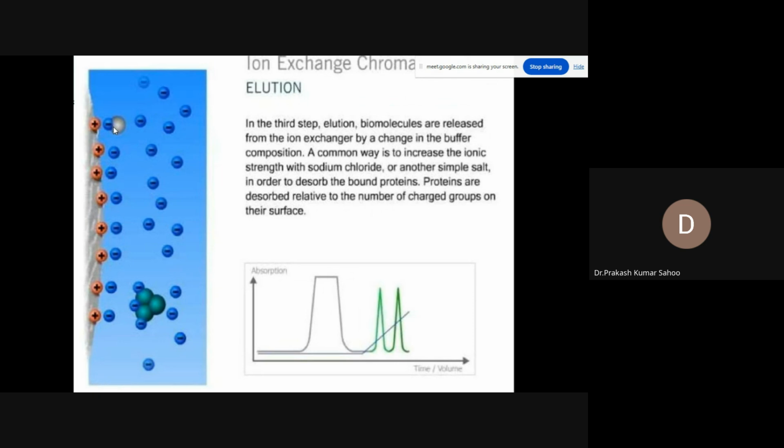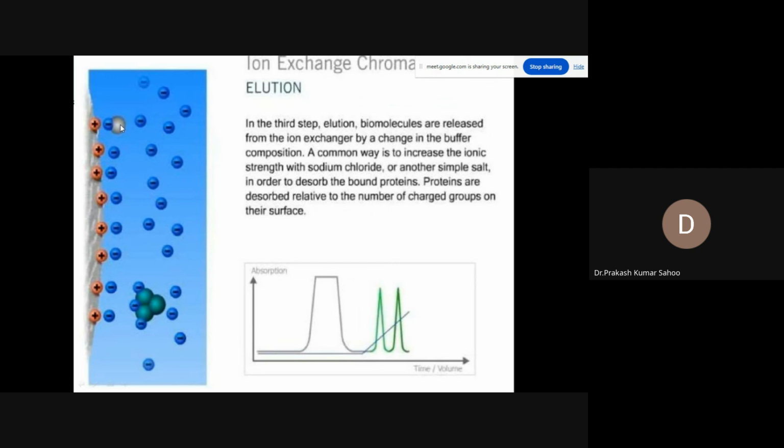A common way is to increase the ionic strength with sodium chloride or another simple salt in order to release the bound protein. Proteins are released relative to the number of charged groups on their surface. So this is the way. By addition of sodium chloride, a common salt, your ions get detached or released from the ion exchanger. This step is known as elution.